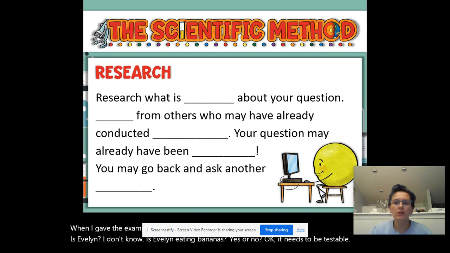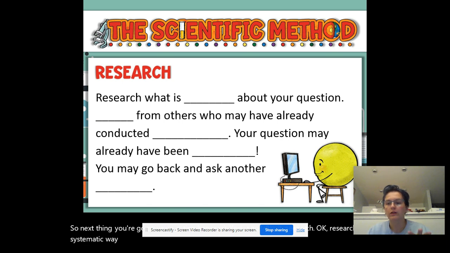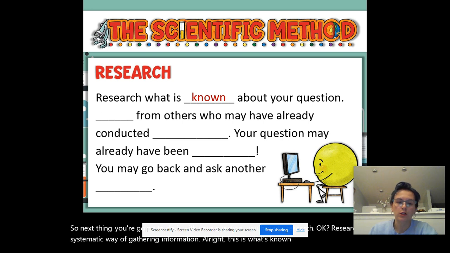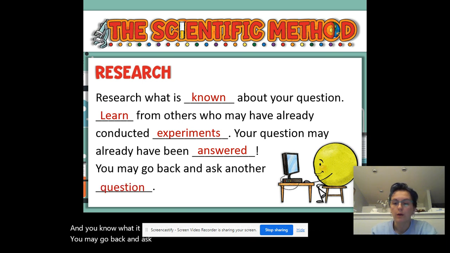So the next thing you're going to do is with your question, you have to research, okay? Research is a systematic way of gathering information, all right? This is what's known about your question. And with this is how you're going to learn from others who have already conducted experiments. And you know what? It may be that your question's already been answered. You may go back and ask another question about your observations, okay?